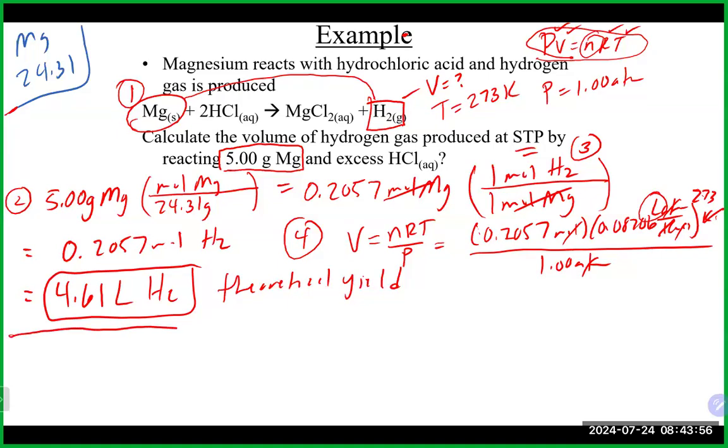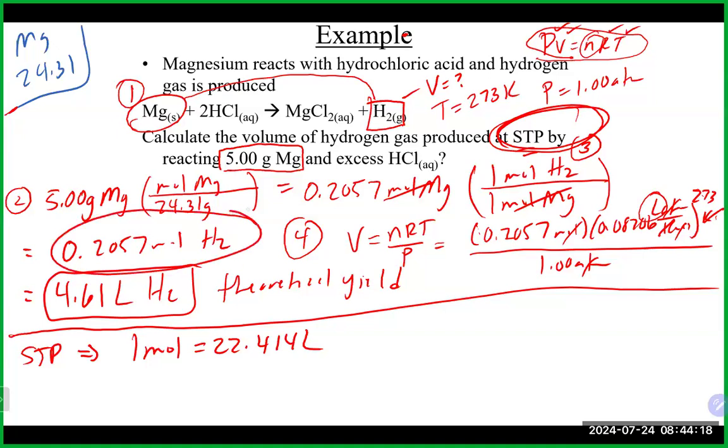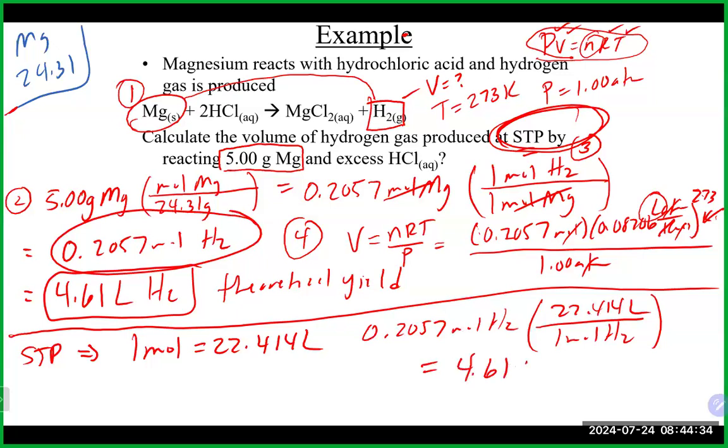Now, just like we talked about earlier, this is at STP conditions, which means for the very last step, you don't necessarily have to use the ideal gas law because this is at STP conditions. That is a place where you could use that conversion, 1 mole equals 22.414 liters, which means we could pick it up right about there and we could go 0.2057 moles of H2. We could use that conversion. 1 mole of H2 would equal 22.414 liters. And that should also give us our 4.61 liters of H2.